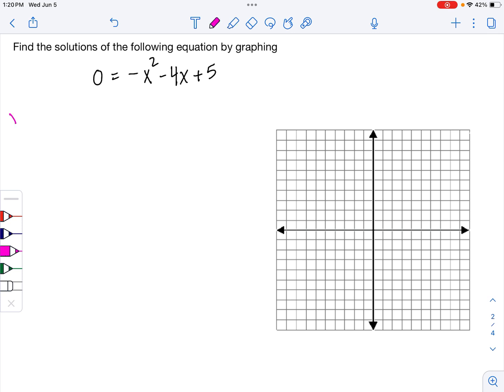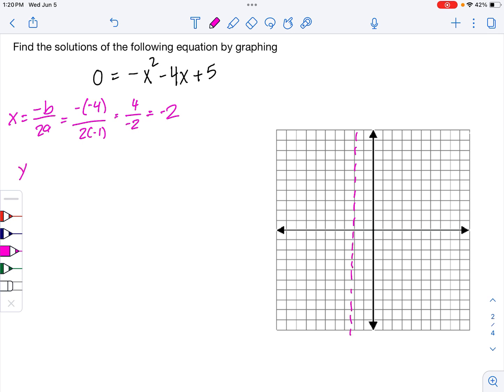We start with our axis of symmetry, negative b over 2a. So that is negative 4 over 2 times negative 1, which is 4 over negative 2, which is negative 2. We can sketch that out right here.